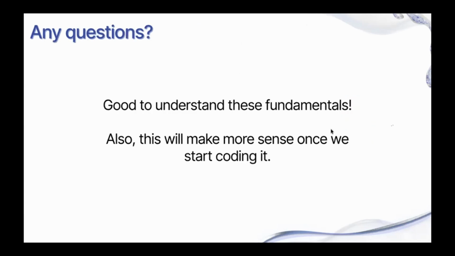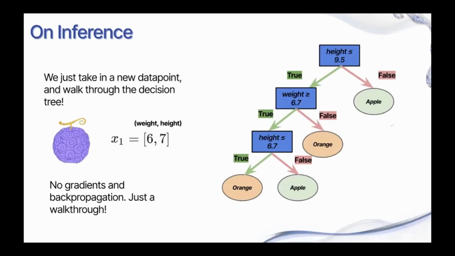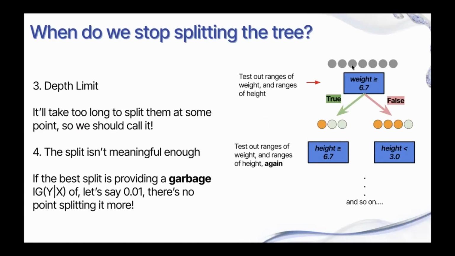So it's good to understand these fundamentals, and it's going to make more sense once we start coding it as well. So let's just go through an example on inference time. You have this data set, and you know how we keep trying to find the best information gain, trying to find the best split. That's how we're going to get our decision boundaries, right? Let's say I have like 7 fruits and I keep trying different splits and I find that 6.7 is the best split. Then that will be my decision boundary. Does that make sense?